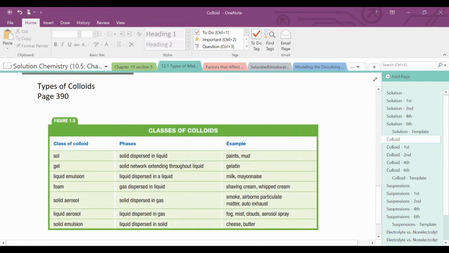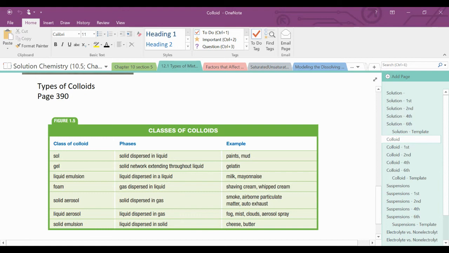Now, you can see that colloids have classes, but you're not going to be responsible for the classes. But we should know examples. So, paint and mud would be an example of a colloid. And you can see the word here, disperse. So, we're going to talk about the phases of a colloid here in a second. Gelatin is an example of a colloid. Milk, mayonnaise, shaving cream, whipped cream, smoke. We talked about photochemical smog, but fog would be the same. Cheese and butter, so note the word emulsion, so that's also another vocab word for the chapter.